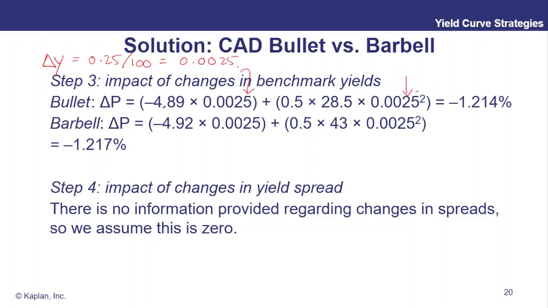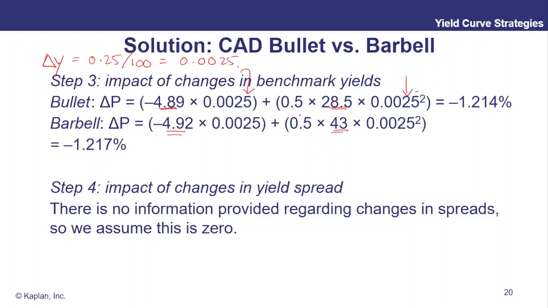Here's the modified duration of the bullet. Here's the modified duration of the barbell. Here, and then it's with the convexity adjustment, you're adding a half of the convexity. Okay, there's the relative convexities. You can look back at that original slide and check that those numbers tally up, which they do.